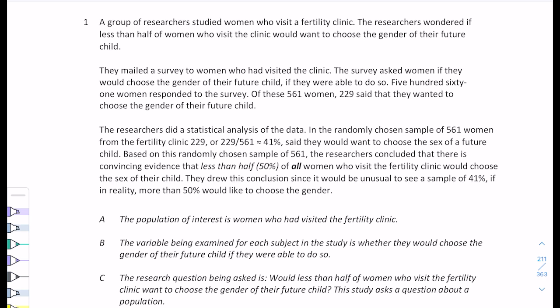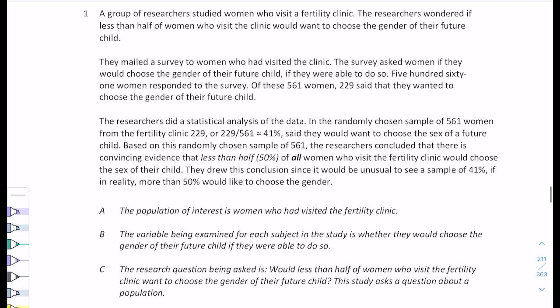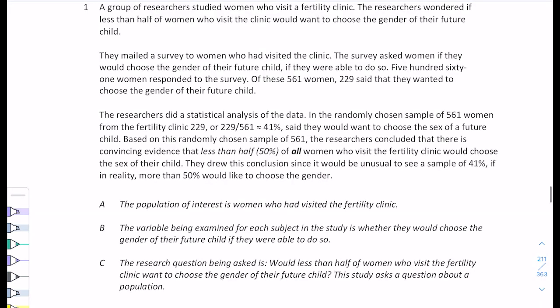In the first question, the population of interest is the women who had visited the fertility clinic. The variable that we're examining for each subject in the study is whether they would choose the gender of their child if they were able to do so. That is what we are examining. The question being asked is, would less than half of women who visit the fertility clinic want to choose the gender of their future child? So the study is asking a question about a population. We are going to come back to this problem, so please keep this one in mind.